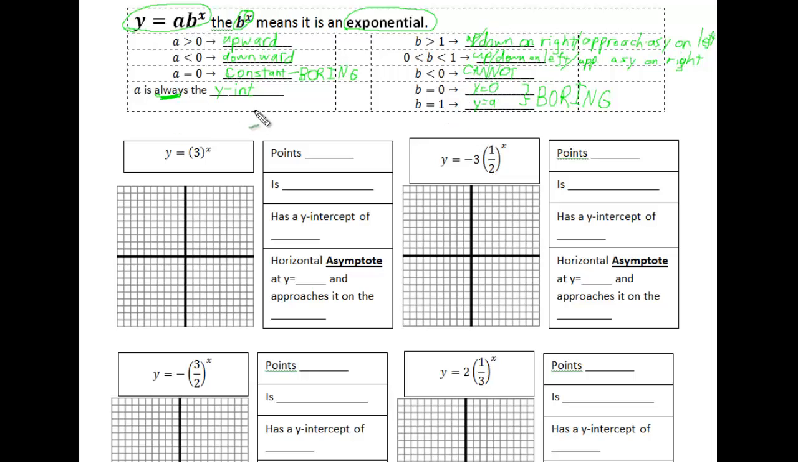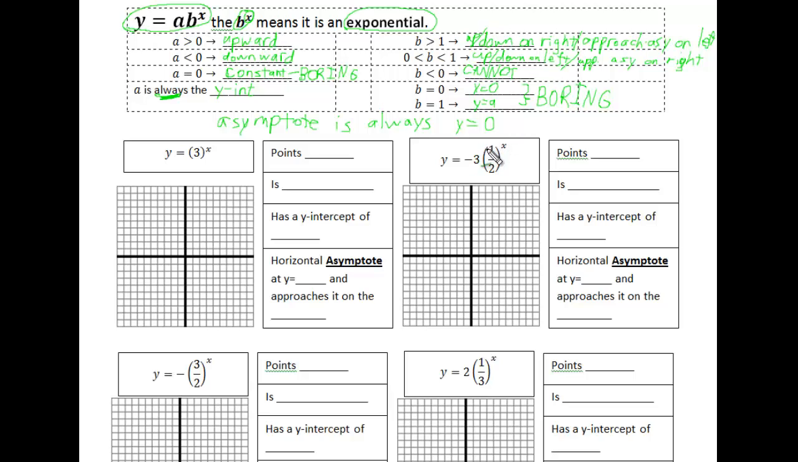The one thing I didn't mention is the asymptote. The asymptote is always y equals 0. Again, I say it's always y equals 0 for these functions when we're just using y equals ab to the x. If we add some more meat to the exponential function, the asymptote moves around. But for the ones we're doing, we're always dealing with an asymptote of y equal to 0.